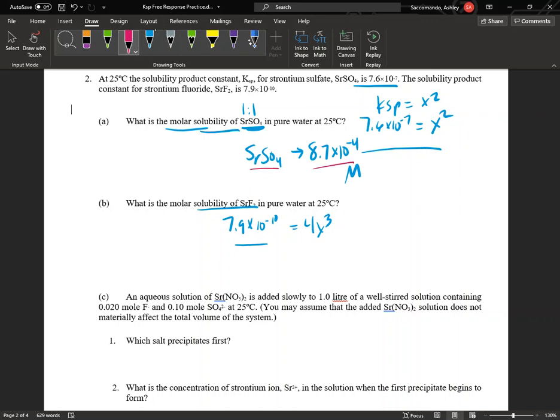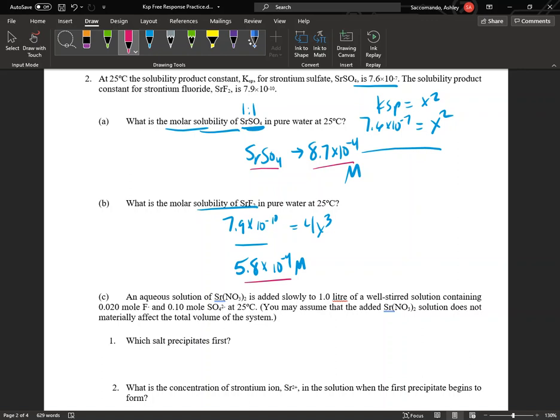Now let's look at this one. We would do 7.9 times 10 to the minus 10 divided by 4. Then we do the math and then the cube root. And this one gives 5.8 times 10 to the minus 4 molar.